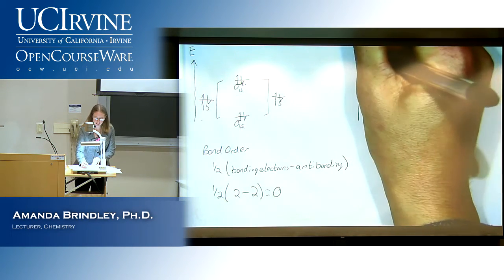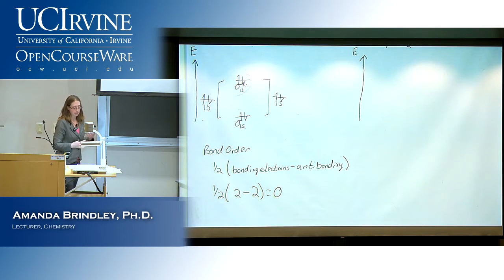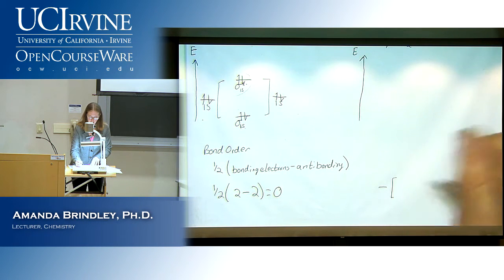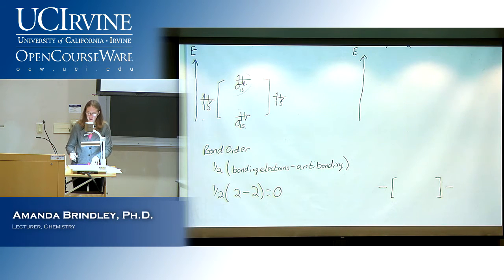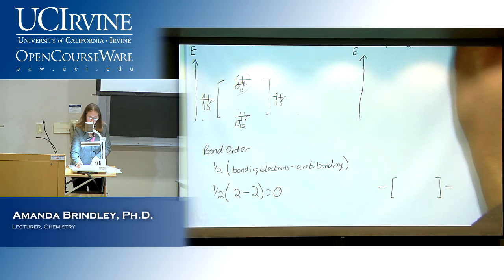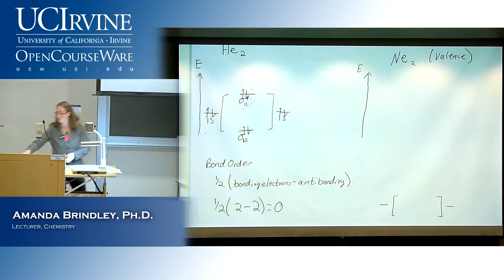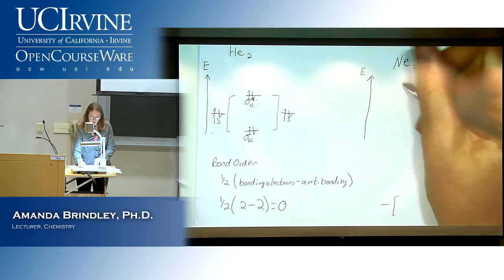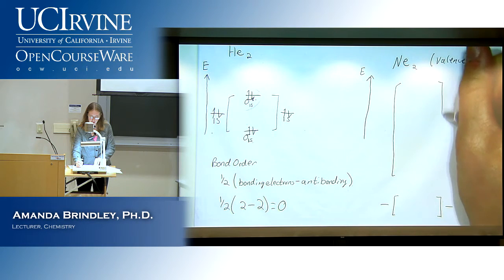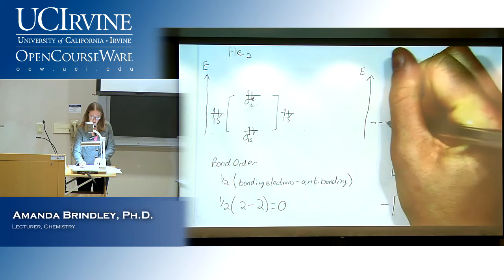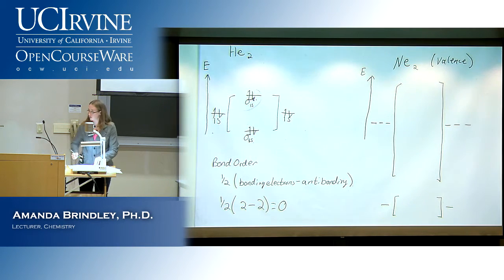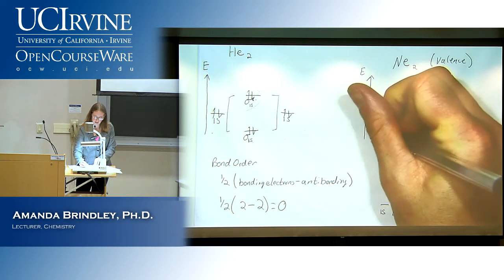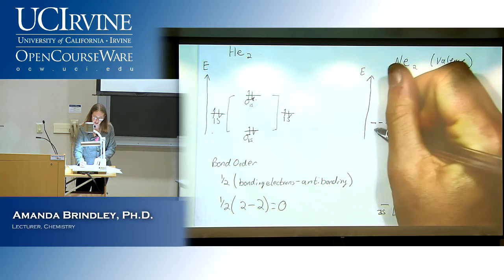Now, of course, at this point, you're probably saying, well, neon will do the same thing. But let's go ahead and make it just for some extra practice. So let's just do valence. I only want the n equals 2 level. So if we do that, we first have to draw out our atomic orbitals. Like this. Sorry, that should be a 2. 2s and 2s.